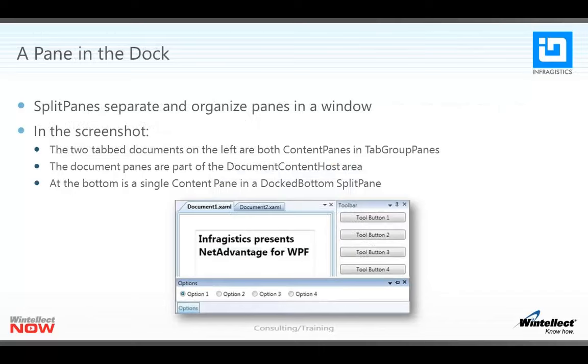Split panes are used to separate and organize the various types of panes in a window. In the screenshot, the two tabbed documents on the left and the two tabbed palettes are both content panes and tab group panes. The document panes are part of the document content host area, which presents these two content panes as a multiple document interface. At the bottom is a single content pane and a docked bottom split pane.